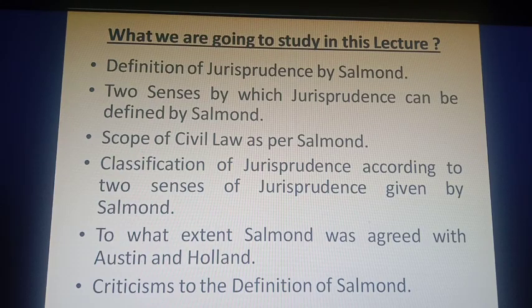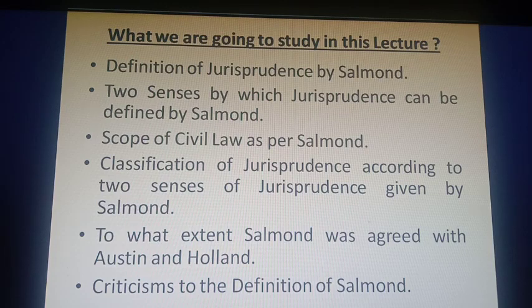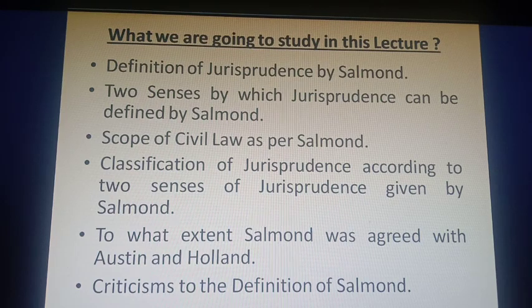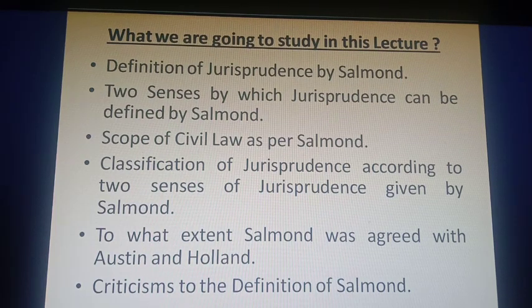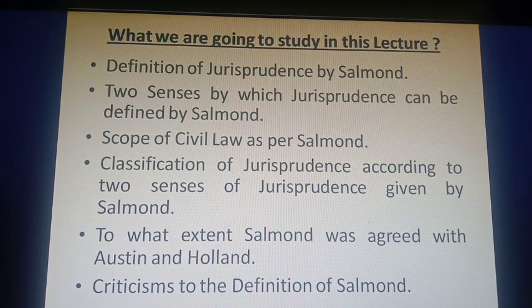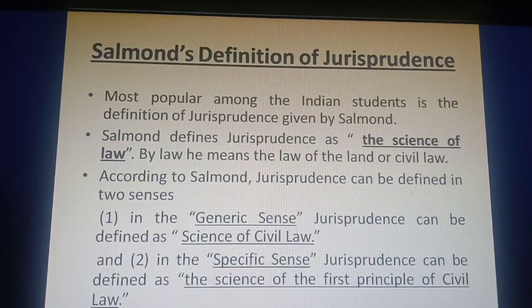Hello students, in this lecture number 4 on jurisprudence, we are going to discuss the definition of jurisprudence by Salmond, two senses by which jurisprudence can be defined by Salmond, scope of civil law as per Salmond, classification of jurisprudence according to two senses of jurisprudence given by Salmond, and in this lecture we will also discuss the extent to which Salmond agreed with the definition of jurisprudence by Austin and Holland. And at the end of this video, we will discuss the various criticisms of the definition of Salmond. So without wasting time, I am going to start my video.